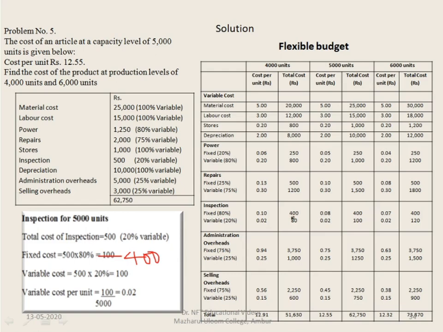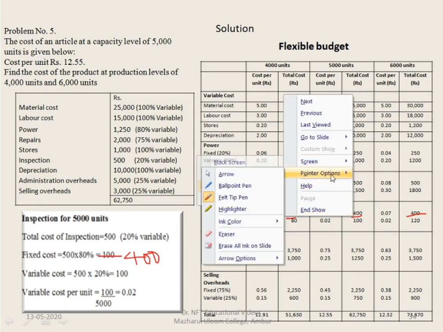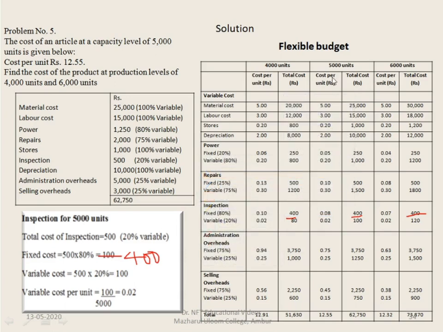So fixed cost for inspection is 400. 400 is constant at all levels of activities. Now you find out per unit cost. 400 divided by 4000, that is 0.10. 400 divided by 5000, that is 0.08, and 400 divided by 6000, 0.07.